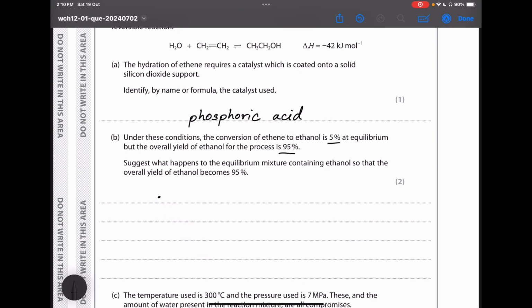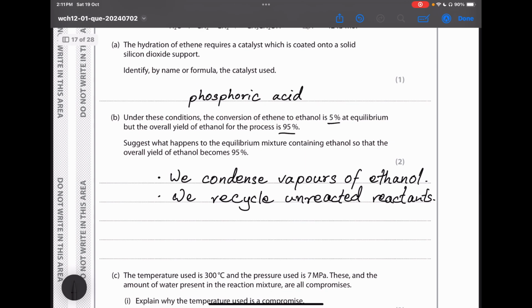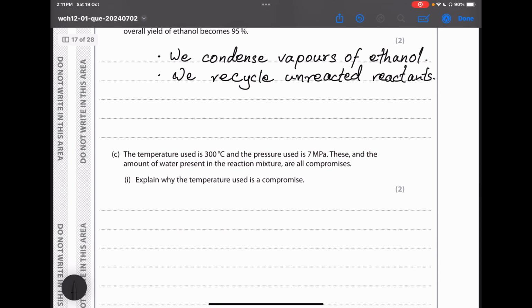So first of all, we condense vapors of ethanol so that we get more ethanol. And second, we recycle unreacted reactants. By doing that, we can actually increase the yield of ethanol. The temperature used is 300 degrees Celsius and pressure used is 7 megapascals.